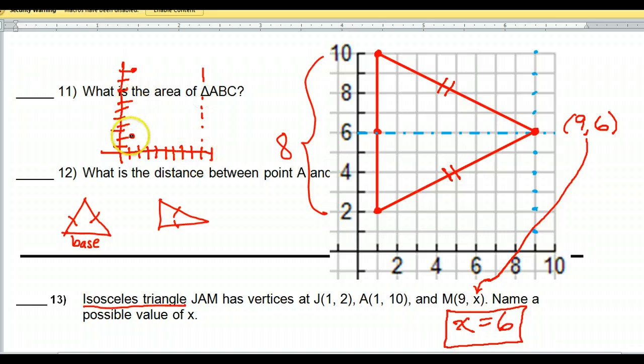So the middle must be halfway. So 1, 2, 3, 4. The middle must be here at 6. So you could do the exact same thing and figure out that to make an isosceles triangle, that this would have to be, remember this is 9, so that would be 9 comma 6.